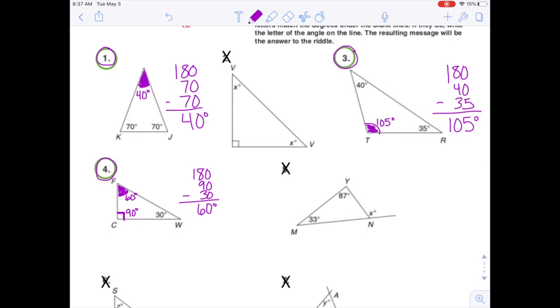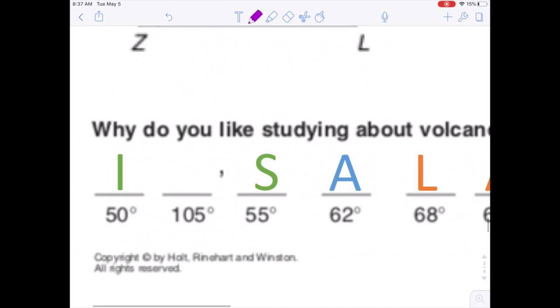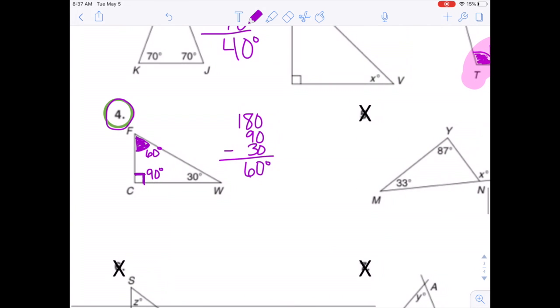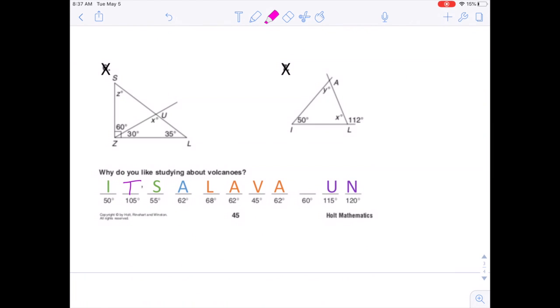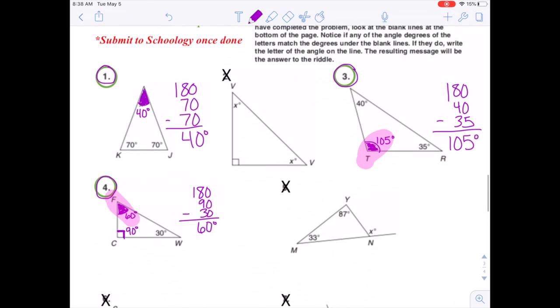If you want, you can take the numbers that you solve for and put them down below in the problem. So this one is 105 degrees is T. So we are missing this T. And 60 degrees was F. This first one didn't have a letter with it. It was just X. There was no letter to this angle, so there's no one for the puzzle below.